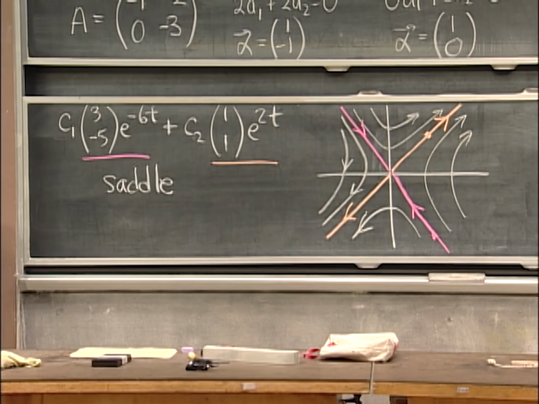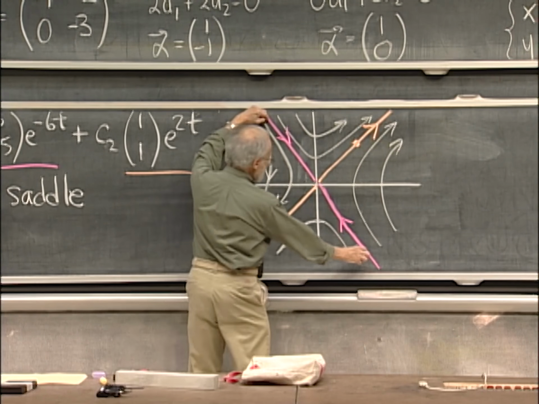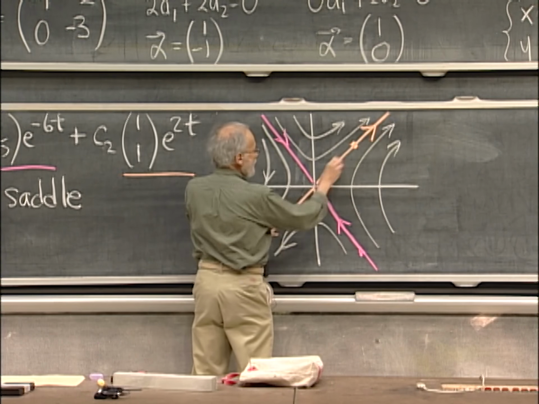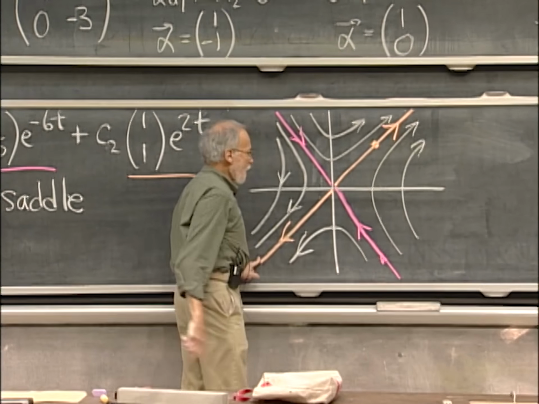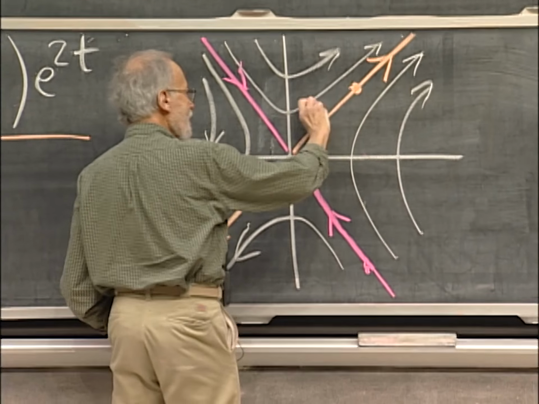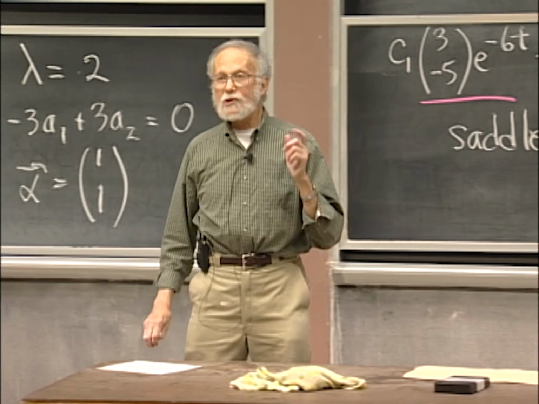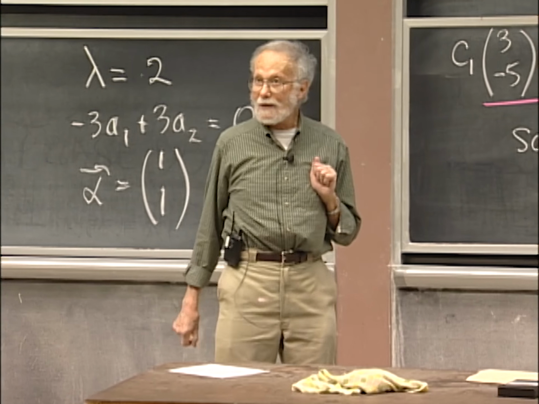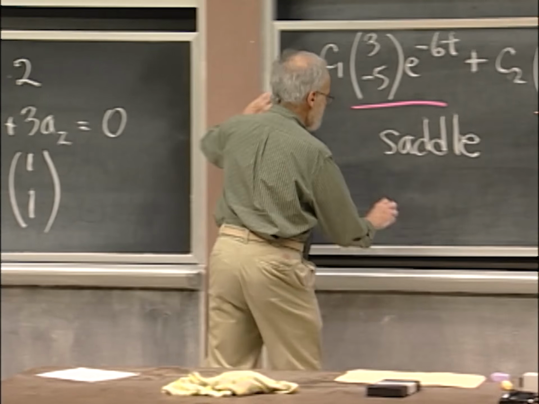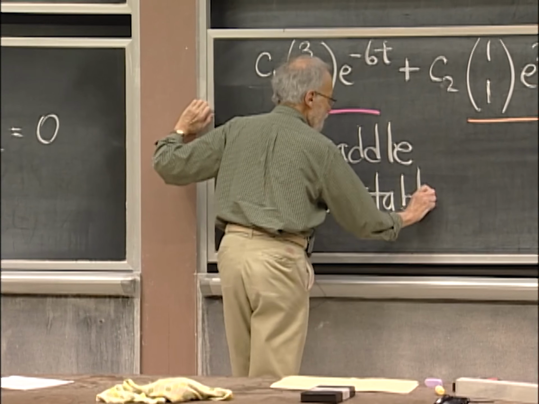Now, should I call it a source or a sink? I can't call it either because it's a sink along these lines. It's a source along those lines. And along the others, it starts out looking like a sink and then turns around and starts acting like a source. So the words source and sink are not used for a saddle. The only word that's used is unstable, because definitely it is unstable.